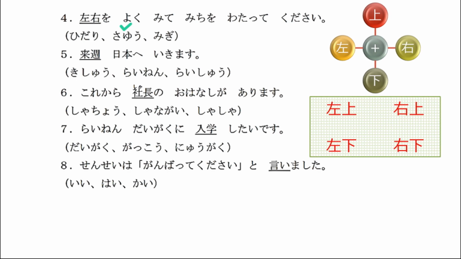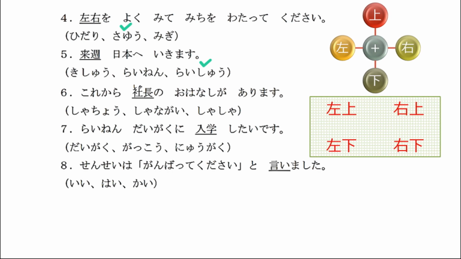On similar lines, it is natural for the Japanese to use migi ue to say top right, even though ue migi has the same meaning. Anyways, let me go to the next question. For the fifth question, the correct option is raishu, which means next week.